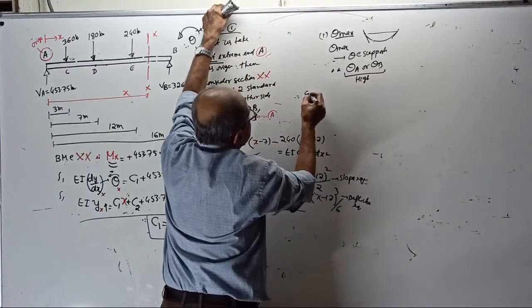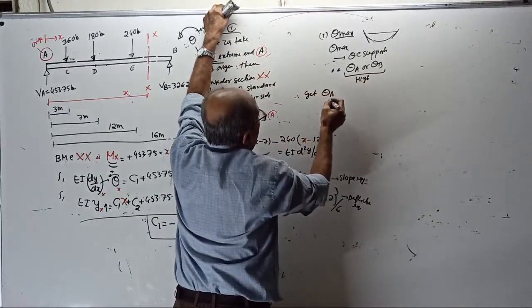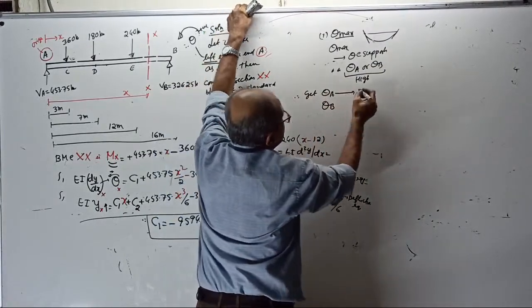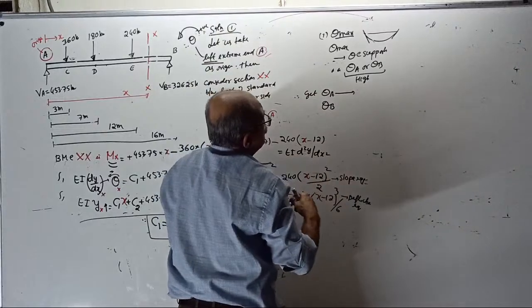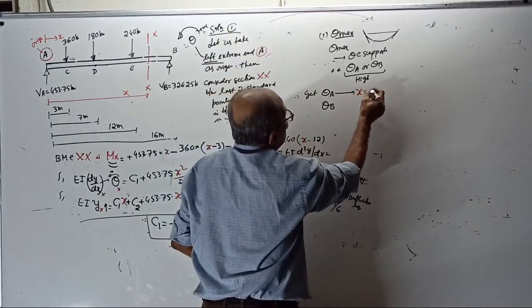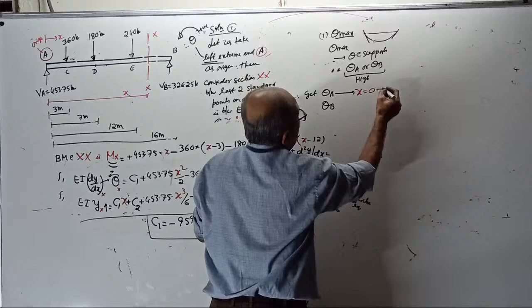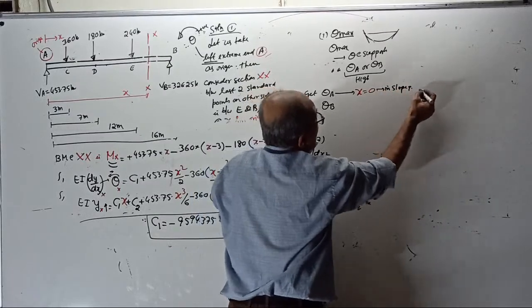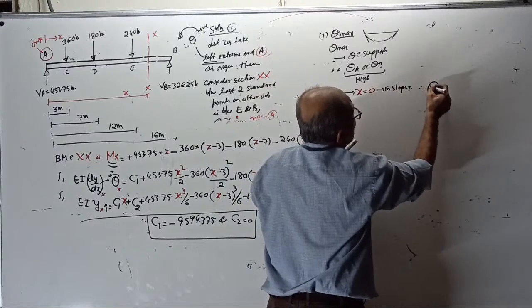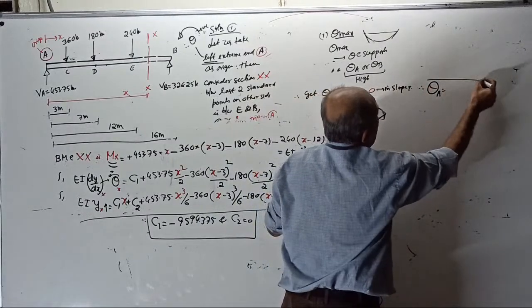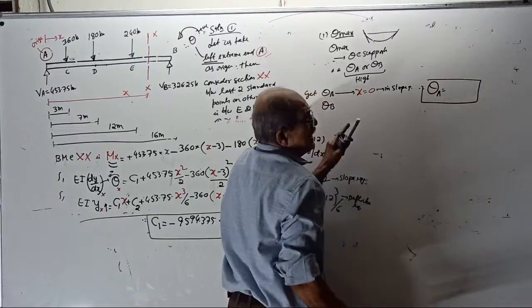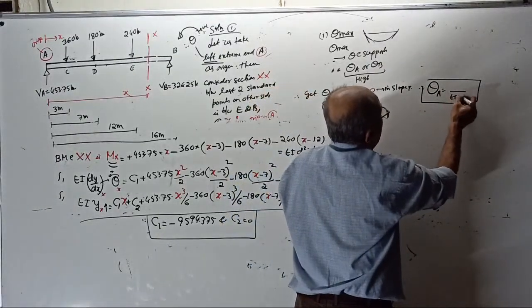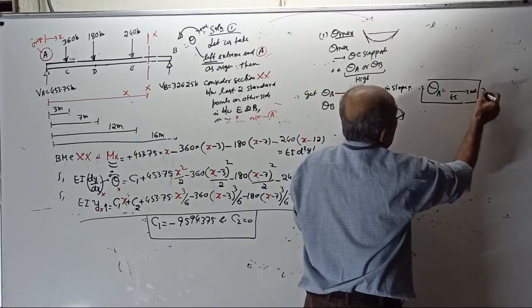Therefore, get the value of theta A and get the value of theta B. To get theta A, substitute x equal to 0 in the slope equation. Correctly get the value of theta A with the proper direction. You will get a negative sign, so it will come something divided by EI, radian, clockwise.